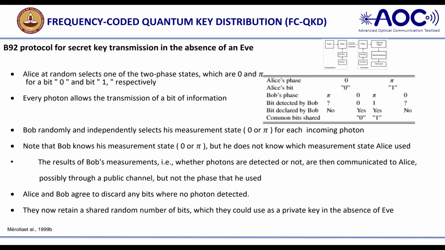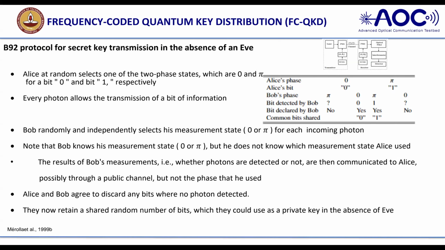then cos square delta phi is 1 and it can be detected as 0. And if Alice's phase is pi and Bob's random phase is also pi, then Alice's phase minus Bob's phase, the difference, will be 0, and it gets detected as 1. In other cases, we don't know, so we declare it as not detected by Bob. But if the phase matching condition happens, Bob detects the phase, and the common bit will be shared as 0 and 1.